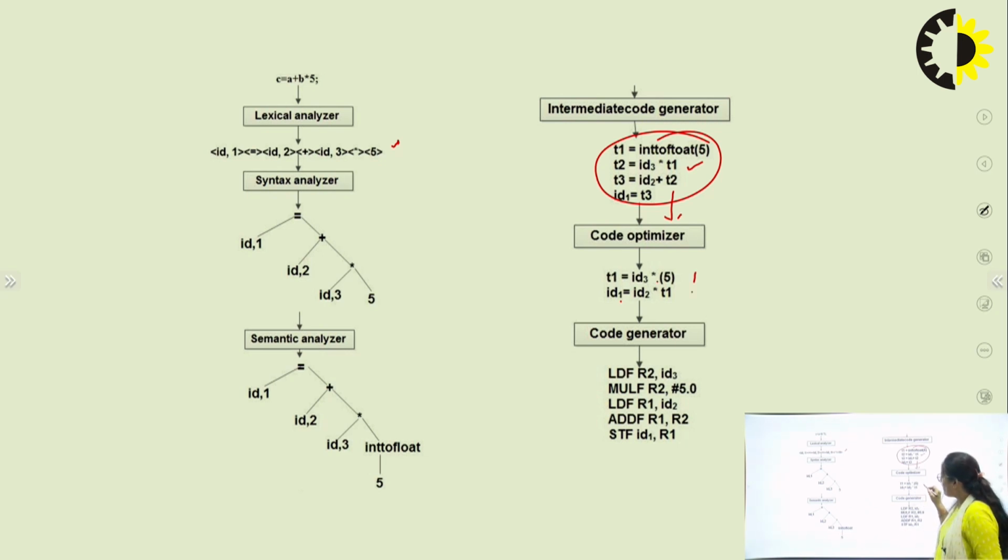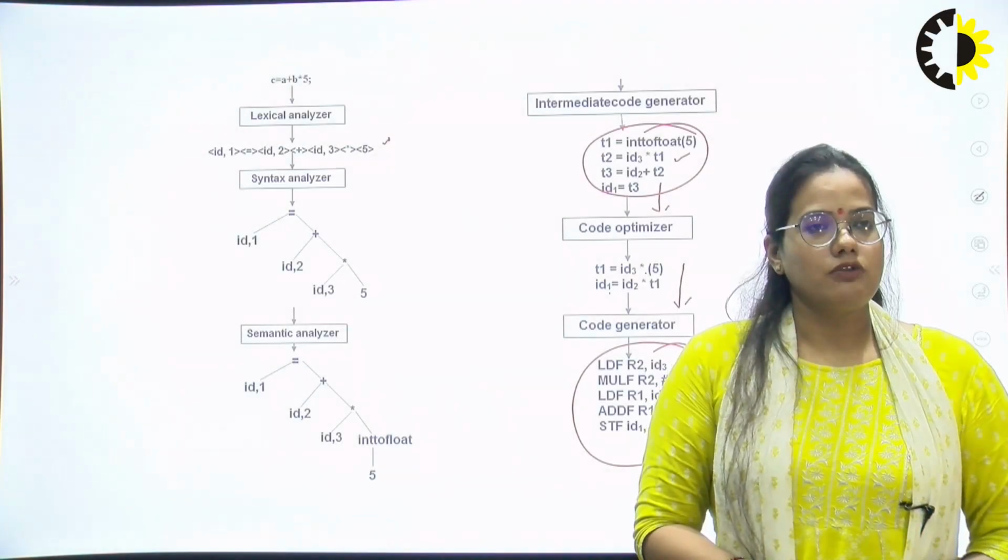This optimized code again passes to the code generator phase, and the code generator phase generates machine code, that is the target code. Load R2 comma id3: id3 will be loaded in R2. Multiply R2 comma 5: multiply the constant 5 value to R2. Load R1 comma id2: id2 will be loaded into R1. Add R1 comma R2, and the result will be stored again in R1. Store id1 comma R1: it will be stored in id1. Phases of compiler. Thank you so much.